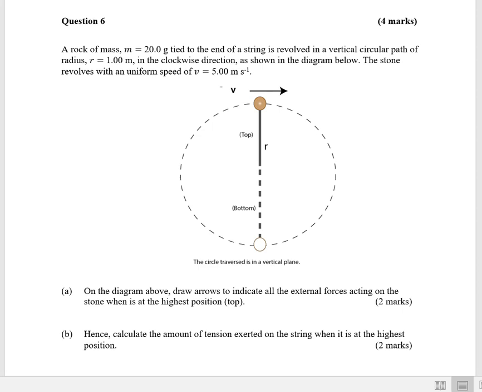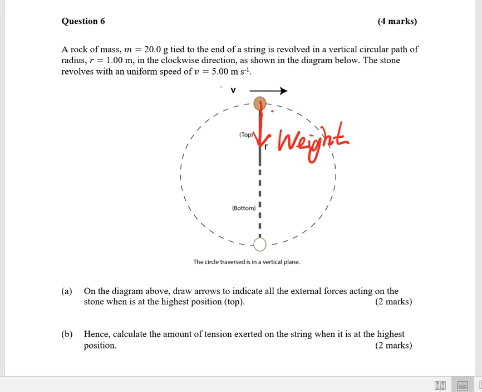So there are two forces that are acting on it. Force number 1 is none other than gravity. So I put an arrow here and I will label it W. Preferably, write out the whole thing: the weight, gravity. And the second force that is acting on the rock here is definitely the string. The string is holding on to the rock here.